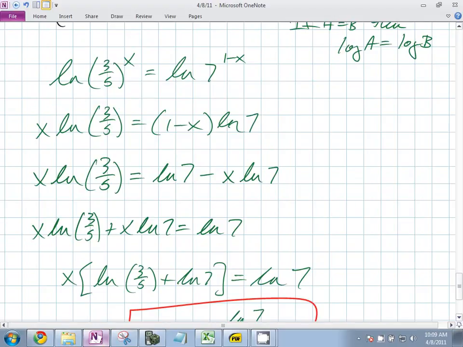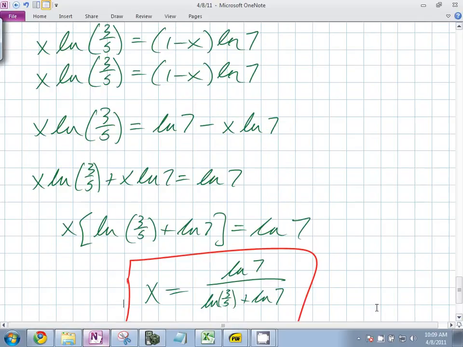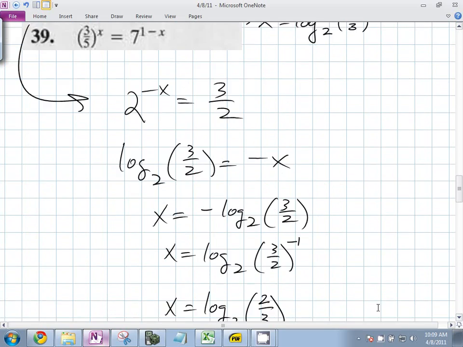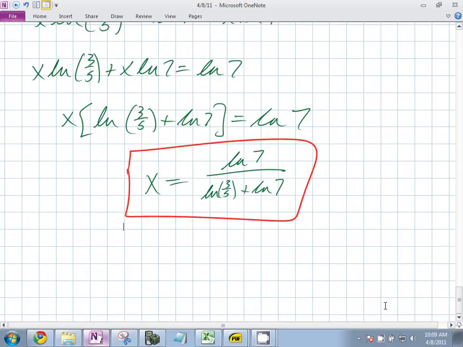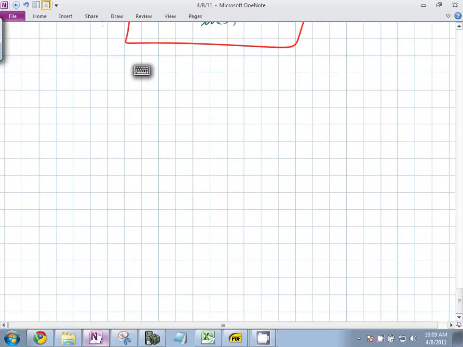Okay, good stuff. Now, the real question is the really hard one. Did you guys actually try this one up here? 2 to the, what is it? You tried and failed? It's okay, I tried and failed. 2 to the 2x plus what? 2 to the 2x minus 12 equals 0.